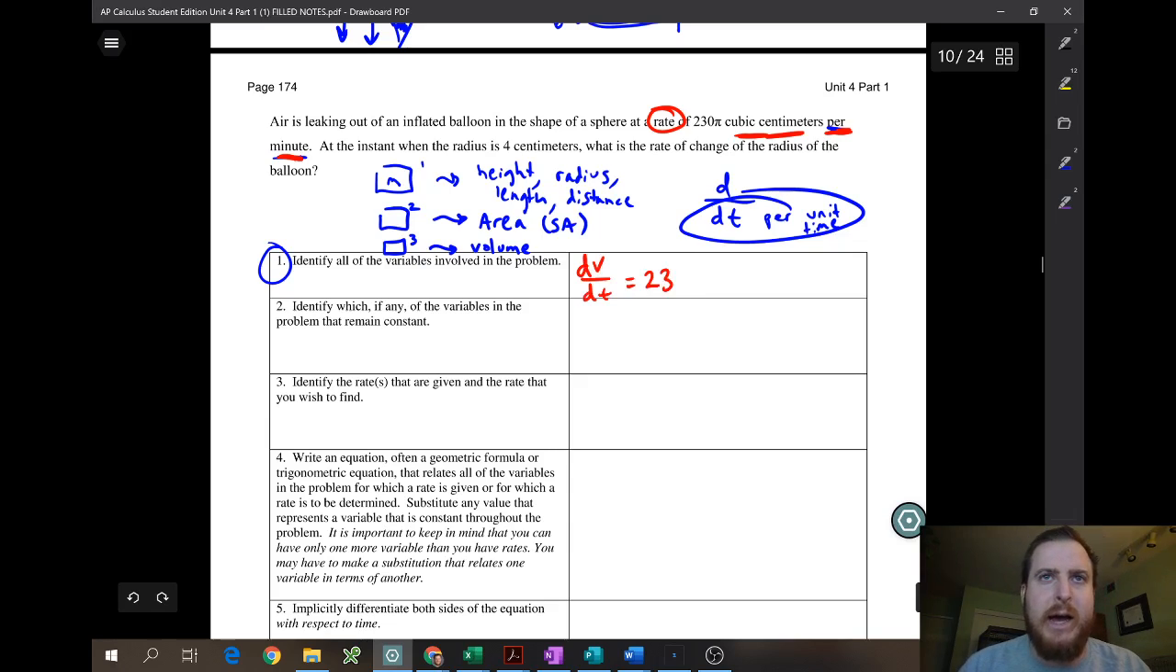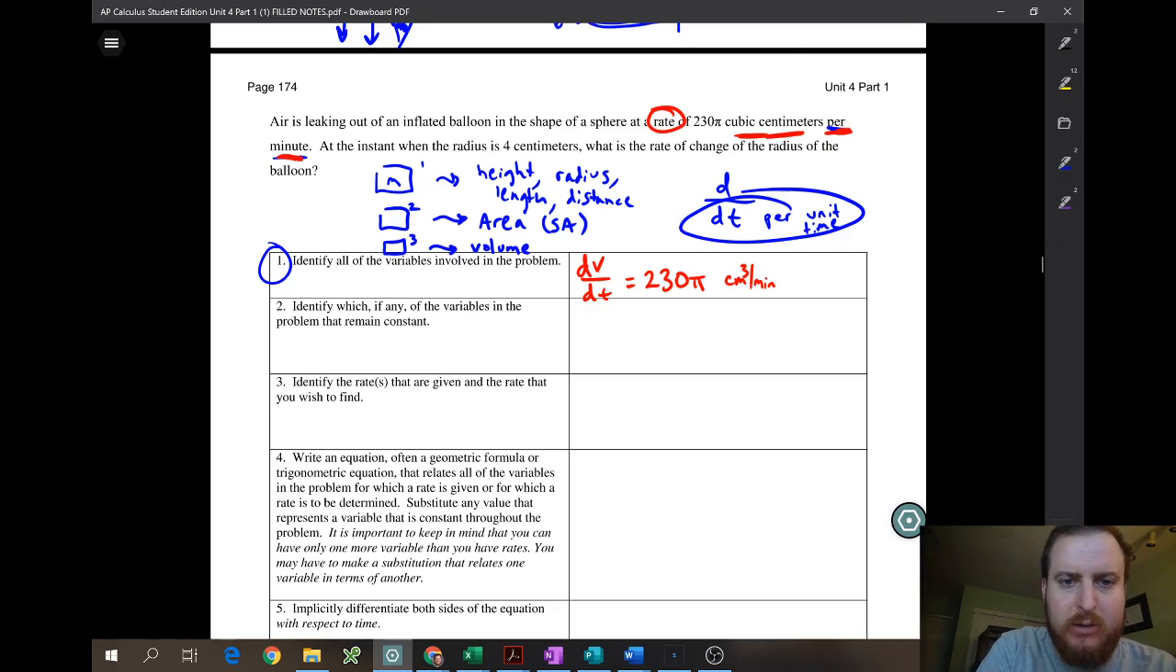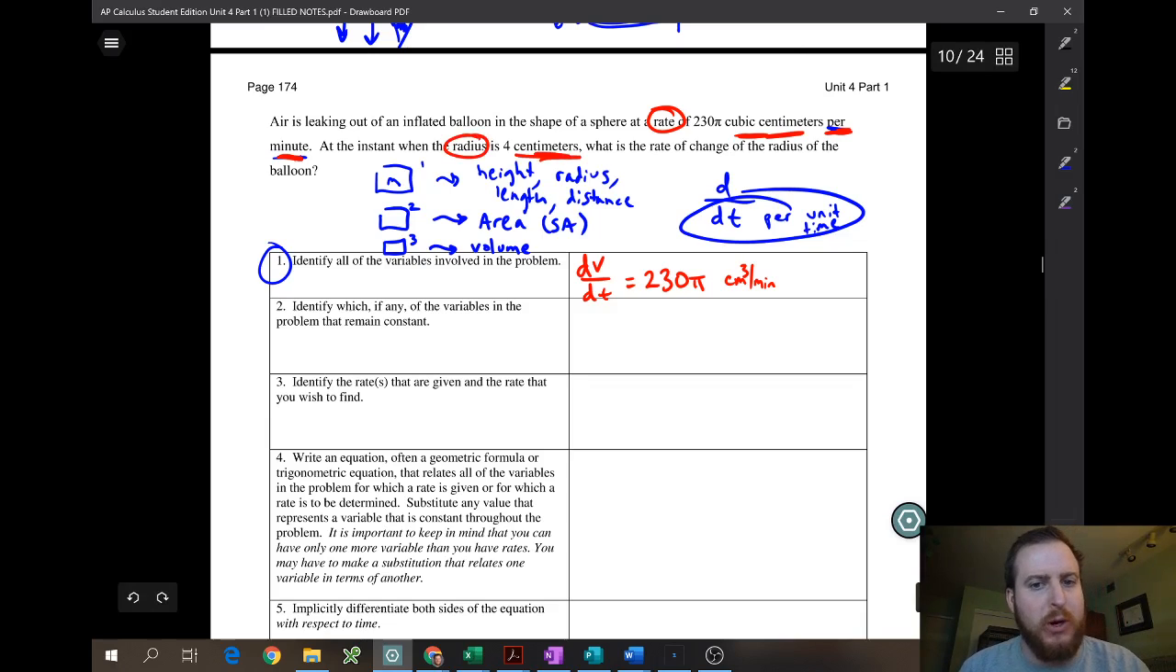Okay. And then if we want to add in the units, they would be centimeters cubed per minute. Okay. And then it says at the instant, so just at that one moment in time, when the radius is 4 centimeters. Now notice that there's no per time. So they're just giving us the value of the radius. They're not telling us that the radius is changing yet. It is going to be changing, but they're just saying at that moment when r is equal to 4 centimeters.